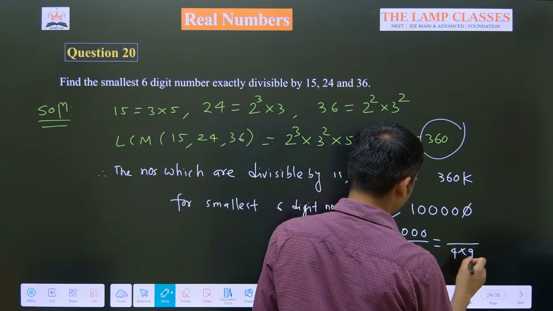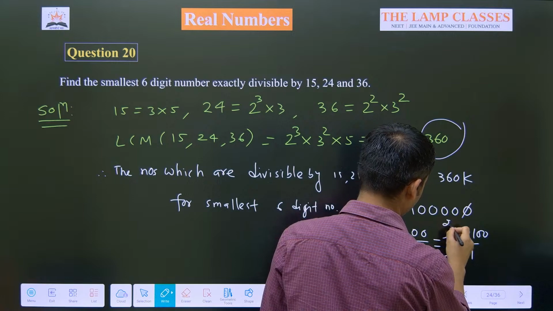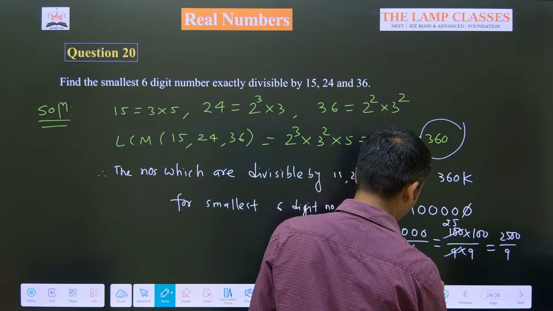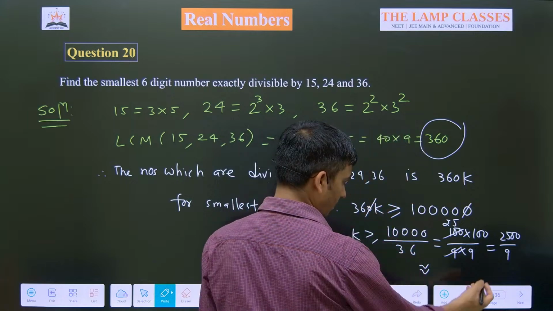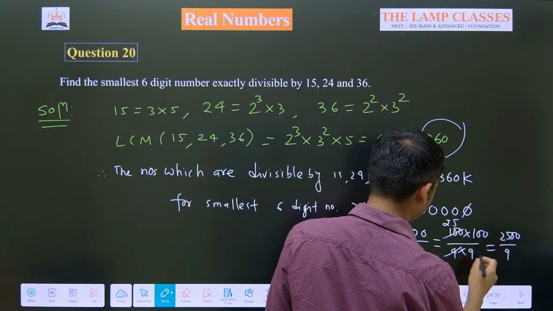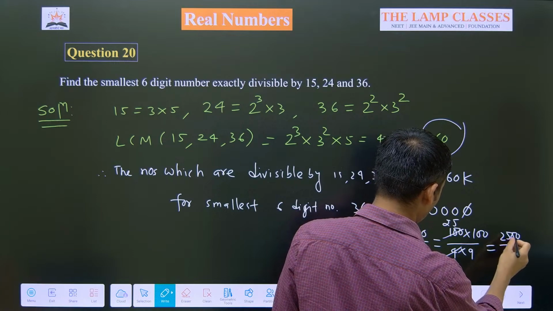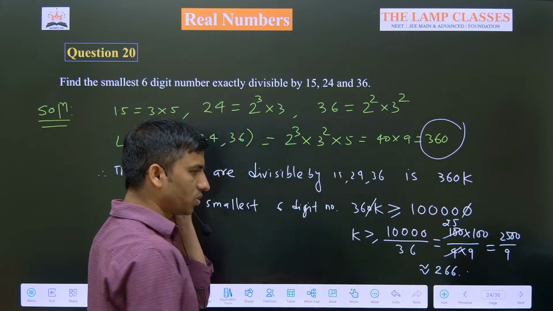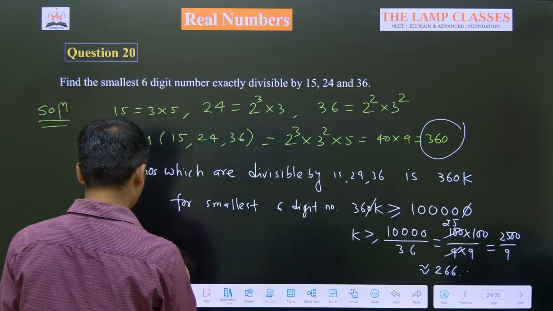Simplify that. So it has to be 4 into 9, 2500 upon 9. Can we find the approximate value of that? That we can do, right? Yes, that's right, Dhanvin. 266 point something, right? So the smallest k must be 267. Therefore, the smallest or required number, we can say, the required number.